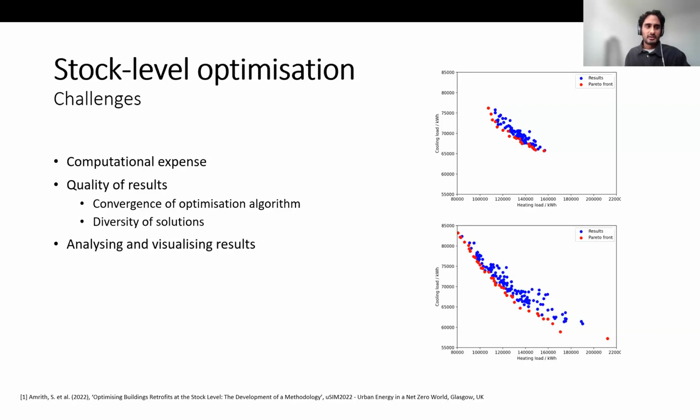Another one of the challenges at the stock level is analyzing and visualizing results. So because the Pareto front is composed of many solutions of equal importance, it's insufficient to focus on just one of these points. However, on the other hand, it's also impossible to perform an in-depth analysis on every single result here. There has been work on ranking the Pareto front, but there is an added dimension of complexity at the stock level where there's likely to be a set of results for every building in the stock.